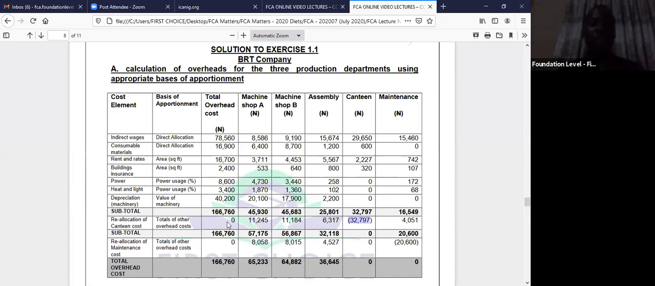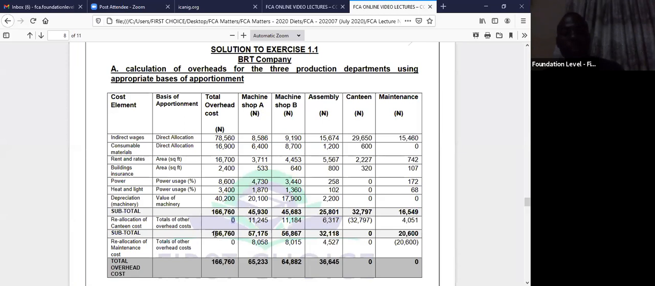And you find out that your total cost here is zero, because your total cost will not increase when you are reallocating. Your total cost is just there, but you are reallocating costs. Now that way, you get your new total.